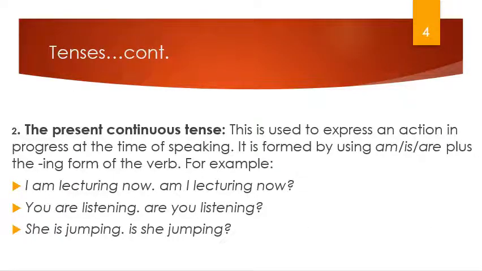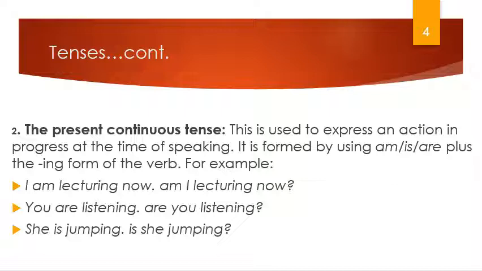The second type of present tense is present continuous tense. This is used to express an action in progress at the time of speaking. That is, when an action is taking place at the time the speaker is speaking, talking or writing, then it is what is called present continuous tense.